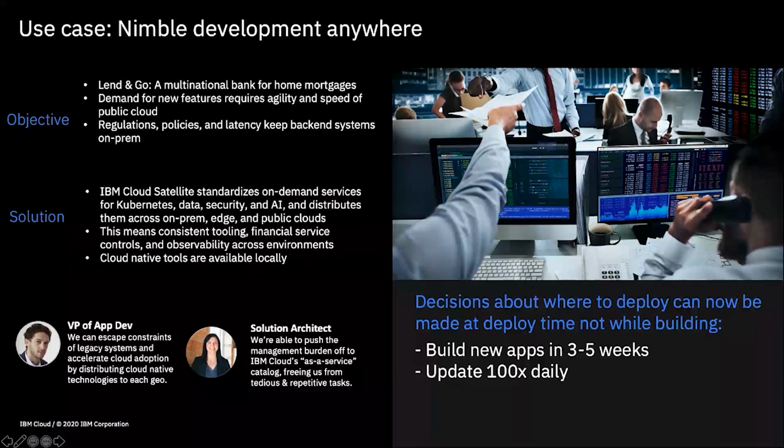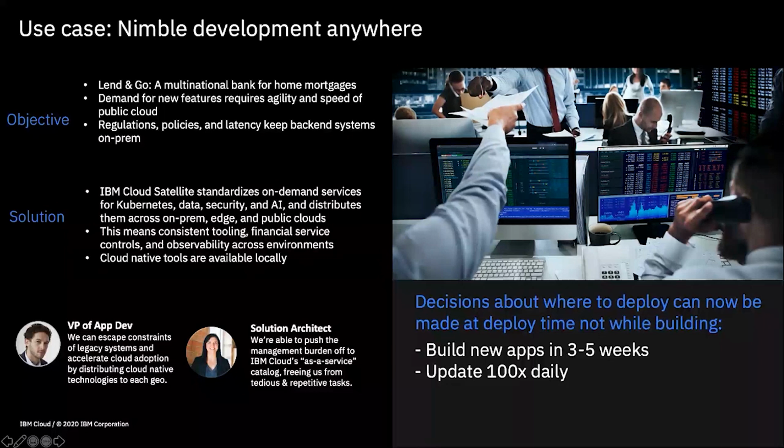We're just going to use an example, and we're going to call this Linden Go, a multinational bank for home mortgages. The demand for new features, that agility, that speed of public cloud is really driving Linden Go in the way that they're building and iterating on their applications. But the regulation policies and latency keep their backend systems on-prem.